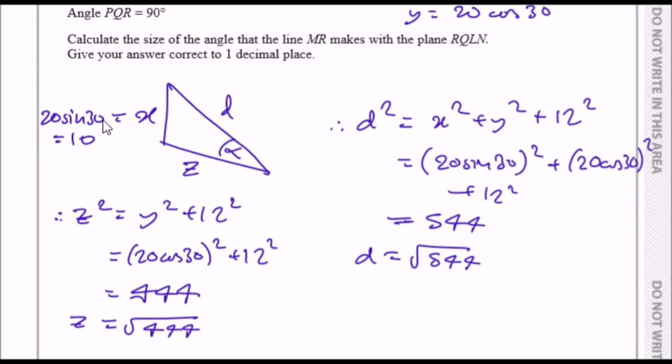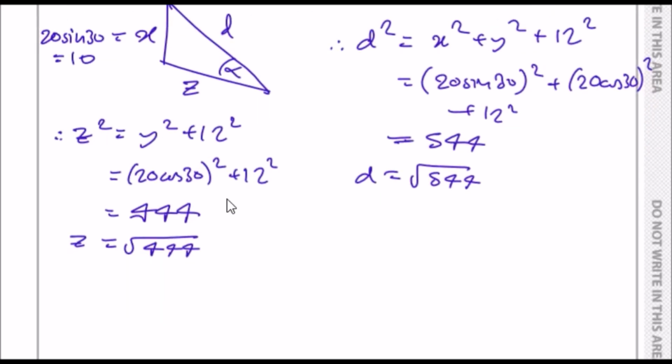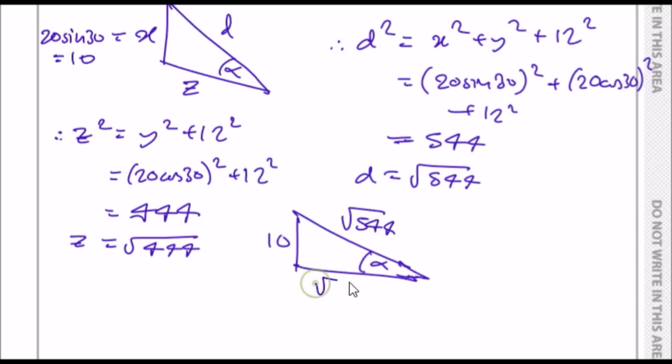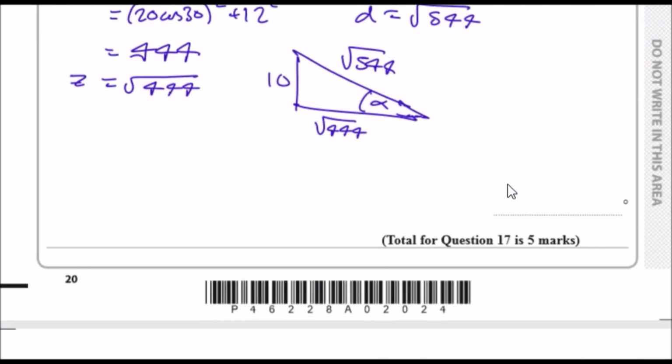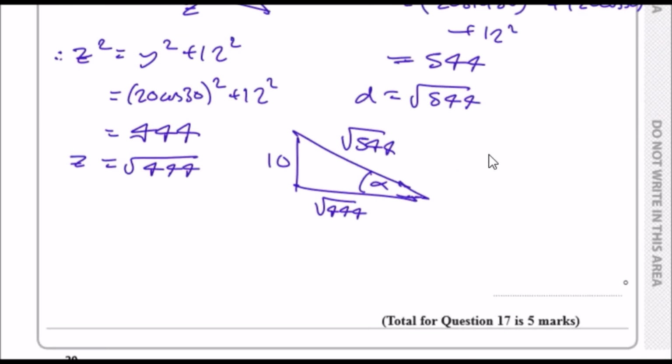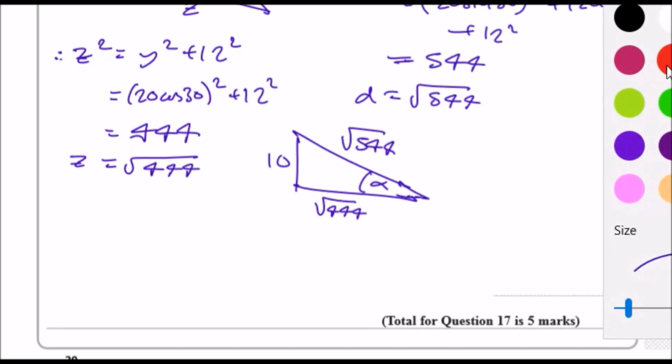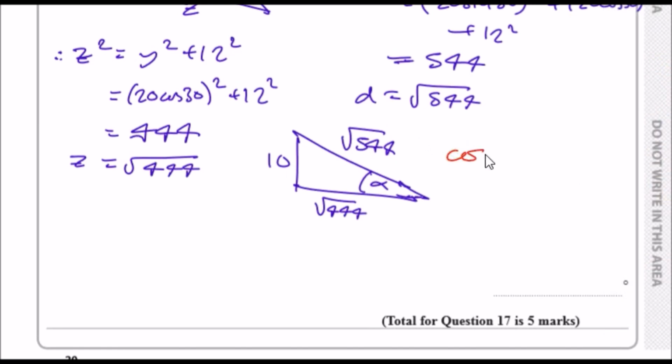Easy value. So that means we're going to have a triangle now, so I'll redraw a triangle here with alpha here, so this length is 10, this is root 544, root 444. Voila, that means to work this out we need to use the cosine rule now. So we're getting somewhere, guys. This means cosine rule time.